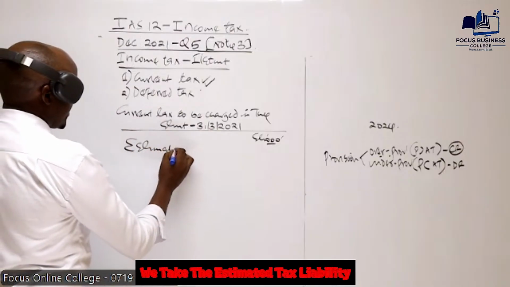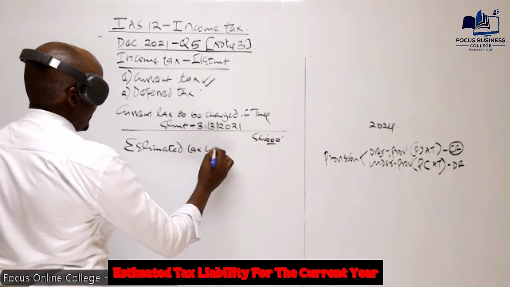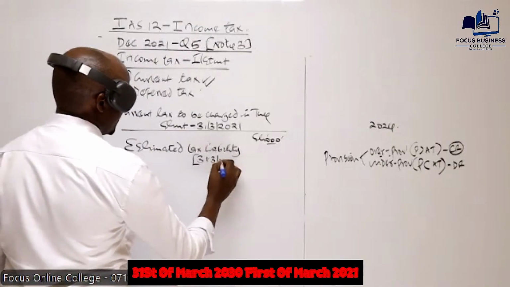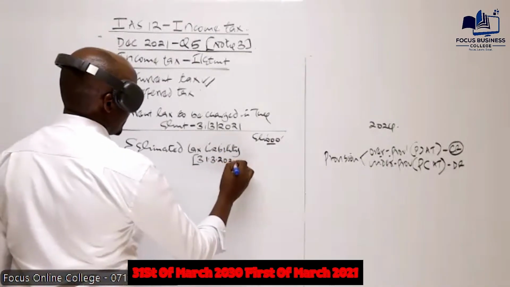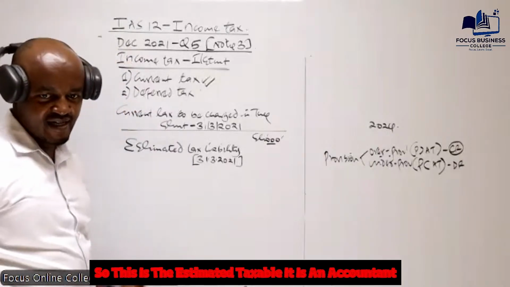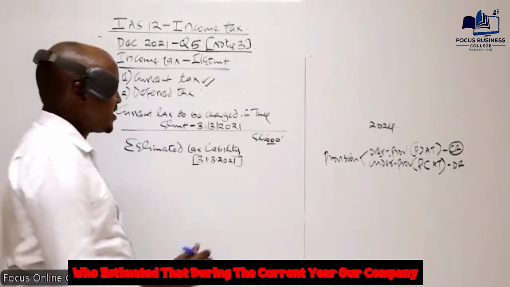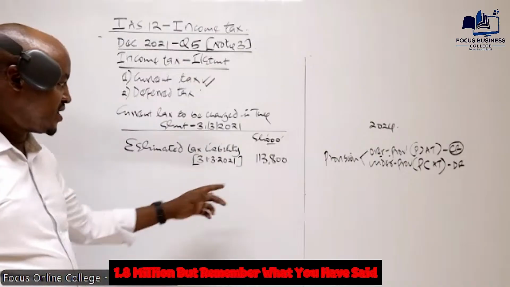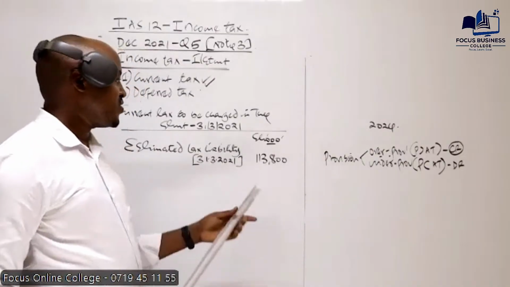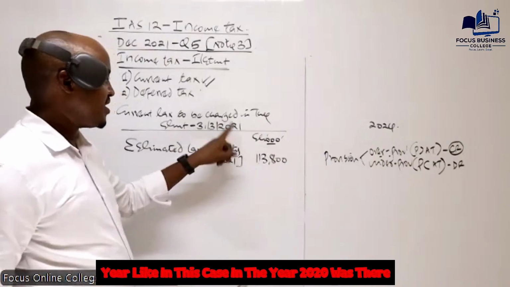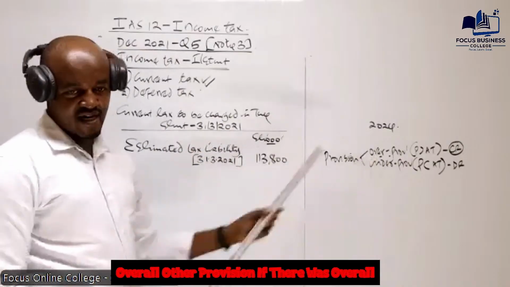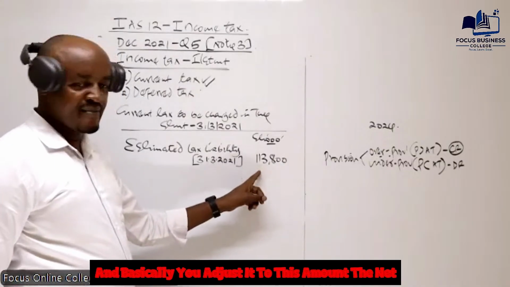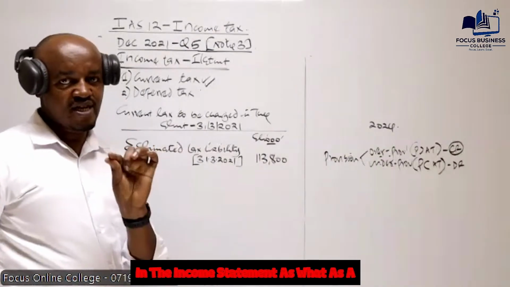So for us to be able to compute this amount of current tax, we take the estimated tax liability for the current year, that is the year which ended 31st of March 2021. So this is the estimated tax liability. As an accountant, you estimated that during the current year, this company will pay a tax equal to 113.8 million. But remember what you have said. You need to check whether in the previous year, like in this case, in the year 2020, there was over or under provision. If there was over or under provision, you have to bring it to this year and adjust it to this amount. The net amount which you get is what you charge in the income statement as what?